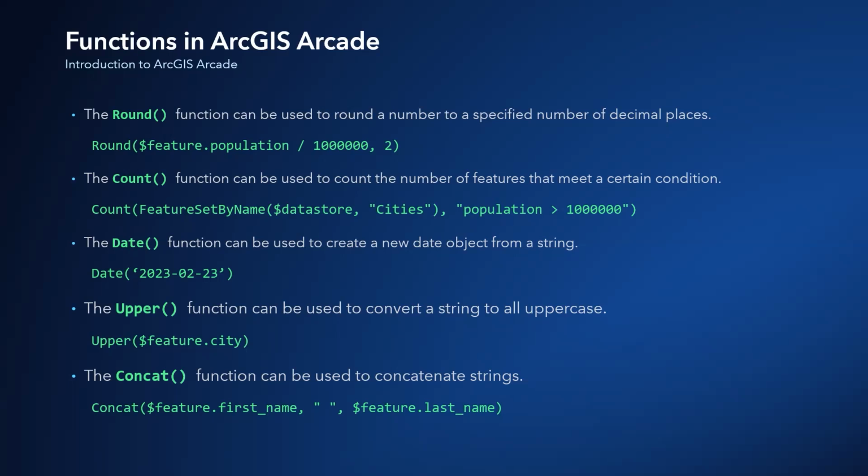We have a date function that can be used to create a new date from an object string. And for example, this code will create a date object for February 23rd, 2023. We have an upper function that can be used to convert a string to all uppercase. This example will convert a city name of a feature to all uppercase letters. And the last of these examples, though there are many functions available, is the concat function, which can be used to concatenate strings. This example will concatenate the first and last name of a feature with a space in between.